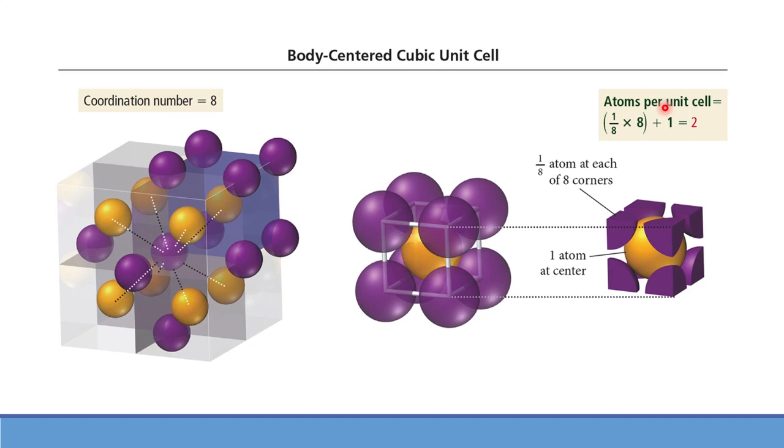And then our atoms per unit cell, we still have the 1/8 at every corner, but then we have 1 big atom in the center. So you can see that this is much more closely packed than the basic unit cell that we looked at.